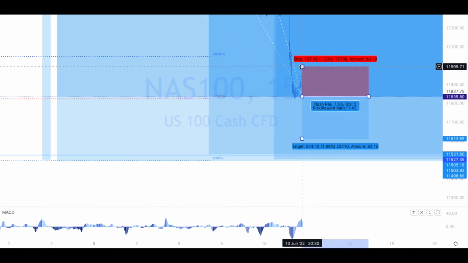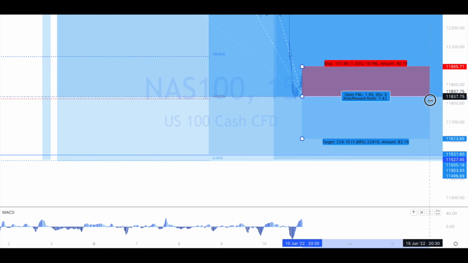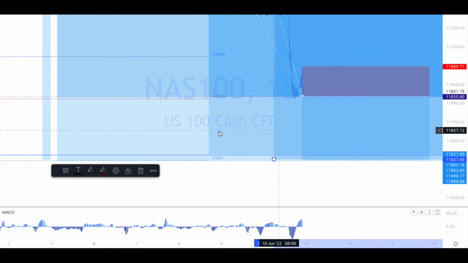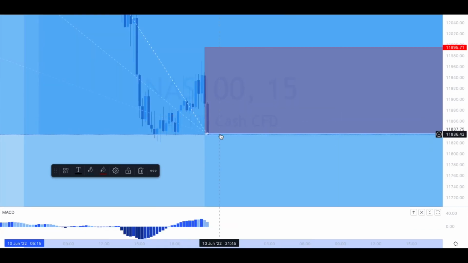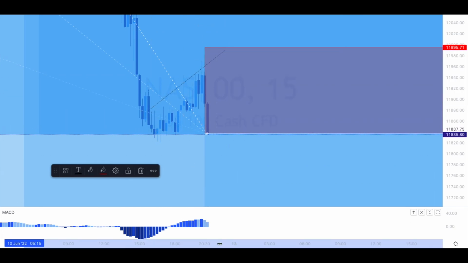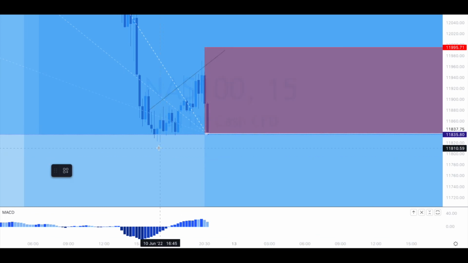So we're going to put another trade right here and bring TP down here. Why am I bringing in another trade over here? Simple. This is the reason right here.